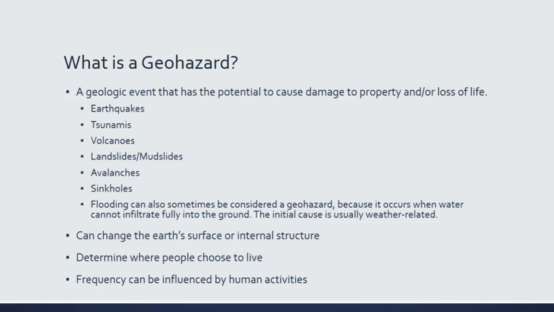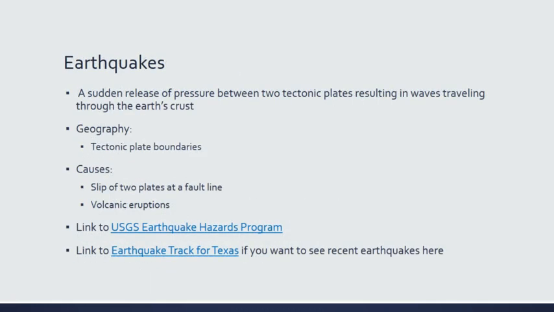The interesting thing about geohazards is that not only, like all hazards, do they determine where people choose to live and they have a huge impact on people, but they can actually change the Earth's surface or the internal structure of the Earth. And also, the frequency of geohazards is much more easily influenced by human activities than weather hazards are. So let's start with earthquakes.